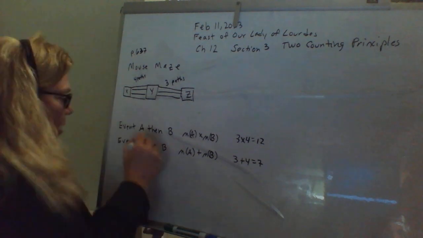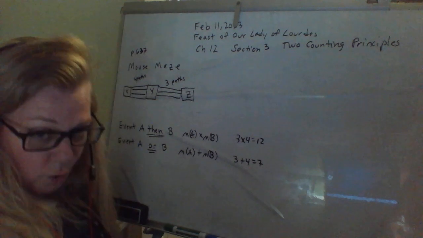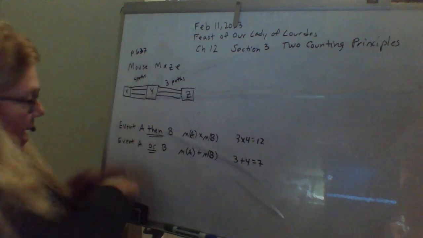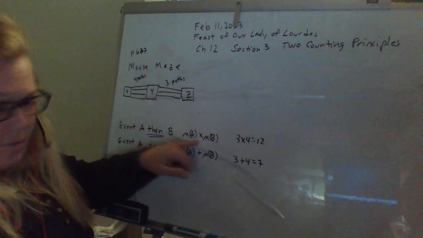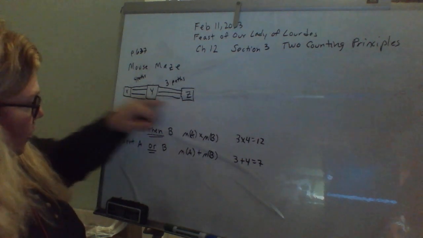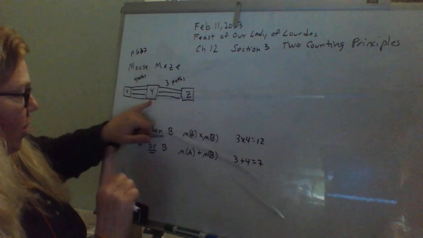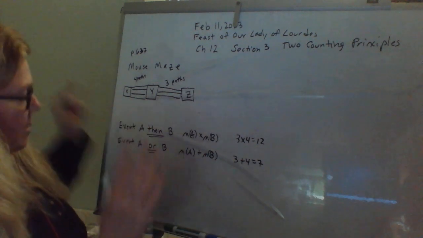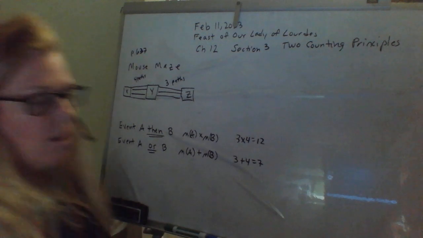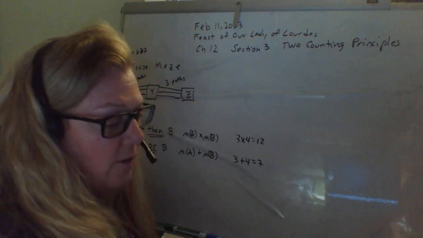Okay, so the key words here are "then" and the word "or." When it's A, then B, you multiply them. Keep in mind this idea: starting here, going A, then B, you multiply them. If it's A or B, then you're starting here and saying this or this, and you add them. This is all explained on pages 636 to 637 of your textbook.